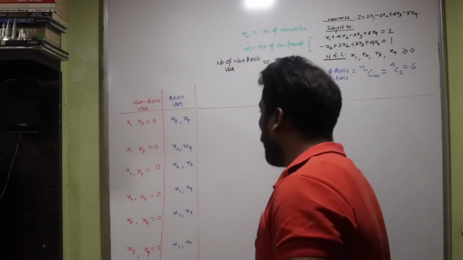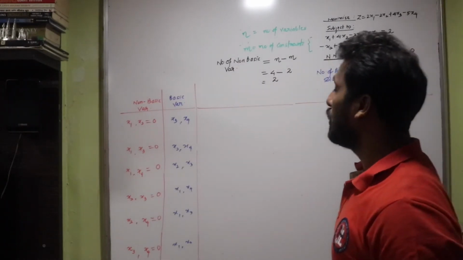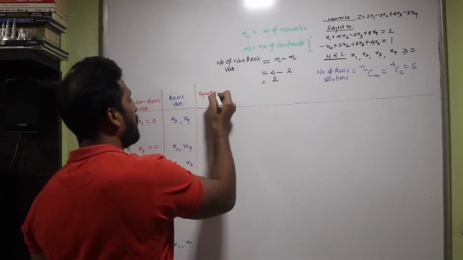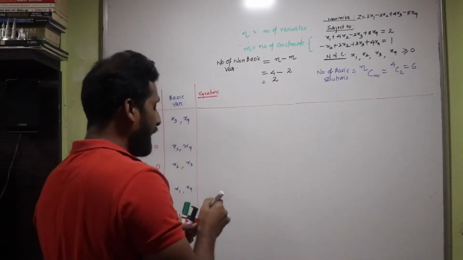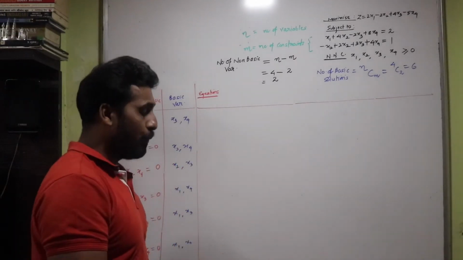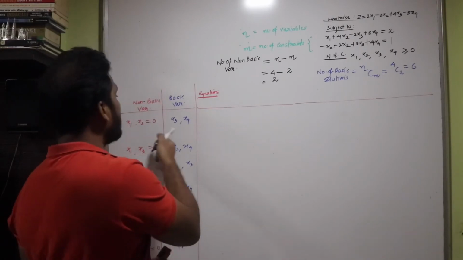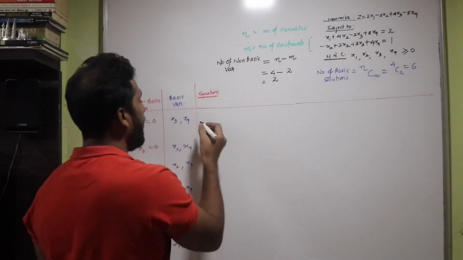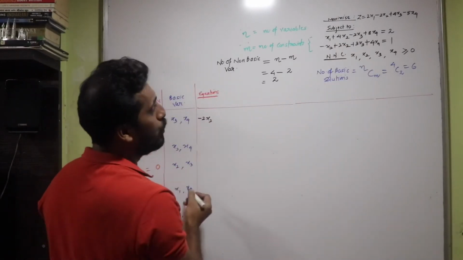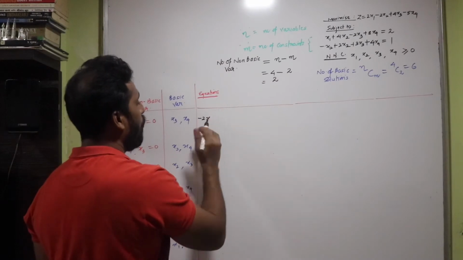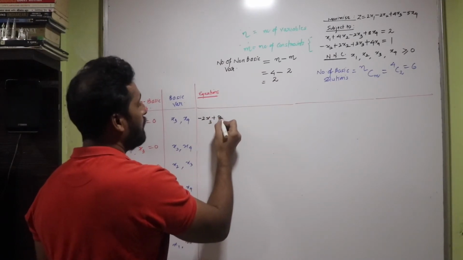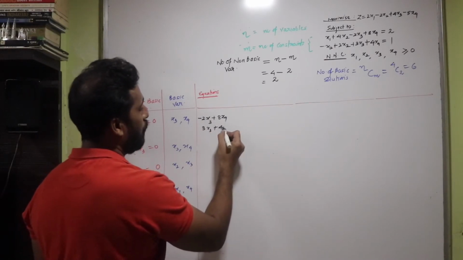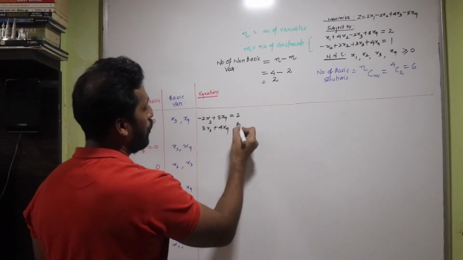Once I've got to know what the basic variables are, I'm going to write my equations. So I'm going to write the objective functions, the equations. So let's write the equations and let's simultaneously solve also. If I take the first equation, I'm going to take x1, x2 as 0. So x3 and x4. x1, x2 are taken as 0. So what's the equation left? Minus 2x2, minus 2x3 and plus 8x4. Then 3x3 plus 4x4. It was 2, it was 1.